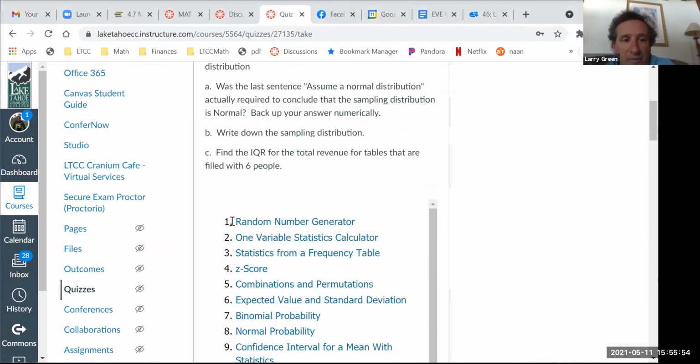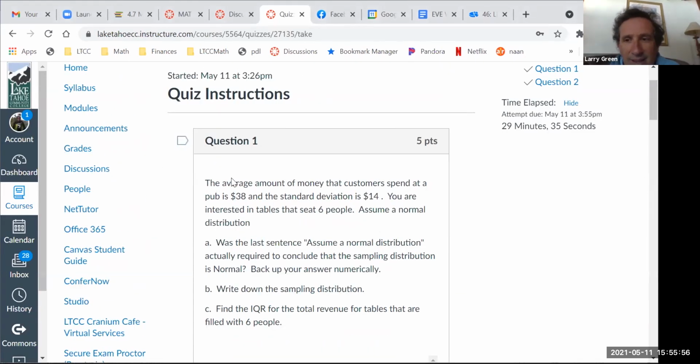So here's a quiz. It says the average amount of money that customers spend at a pub is $38, and the standard deviation is $14. You're interested in tables that seat 6 people. Assume a normal distribution. Okay, so then there are a bunch of questions.